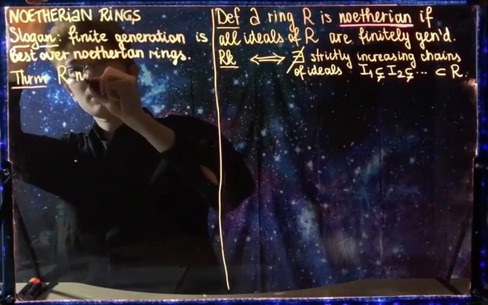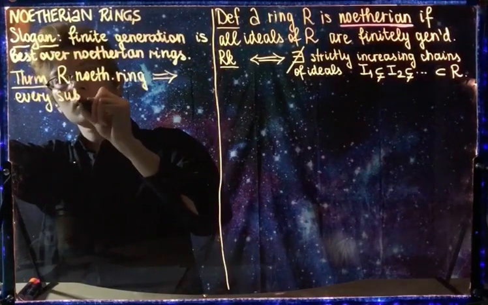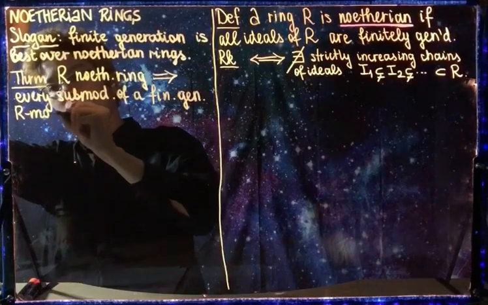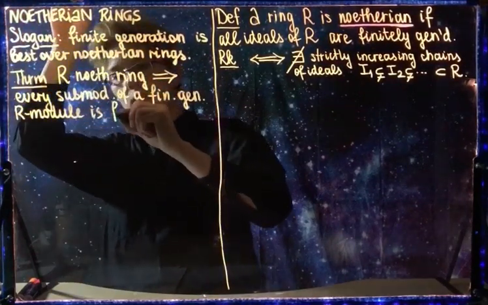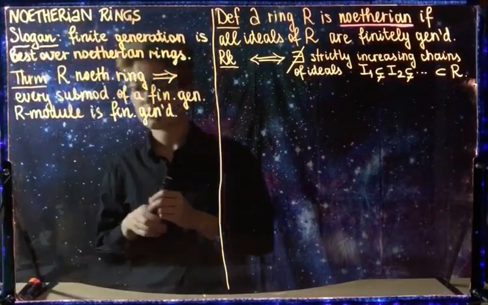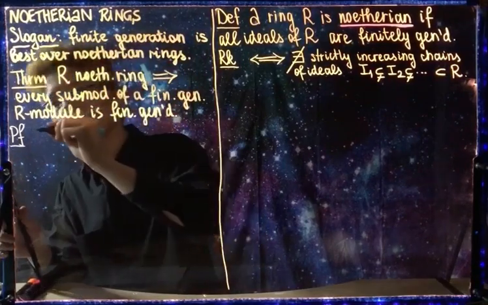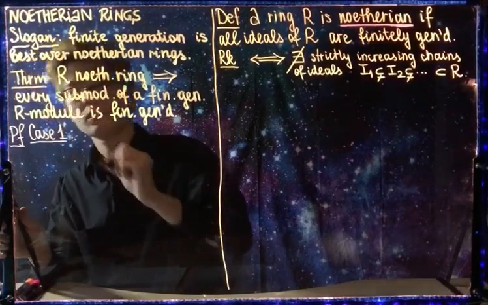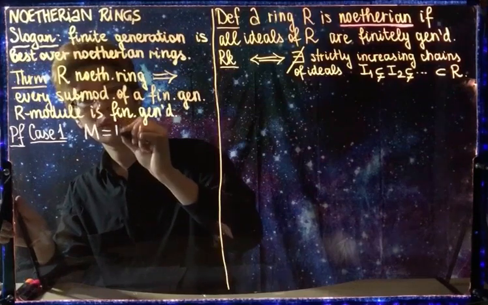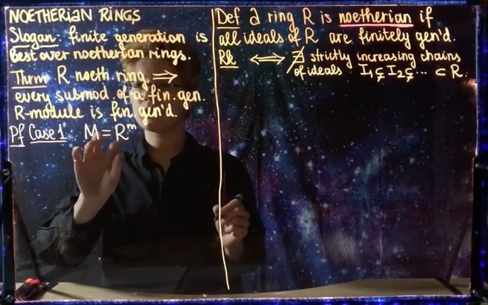The main theorem of today's lecture supports the slogan that I formulated. It says that if R is a Noetherian ring, then every submodule of a finitely generated R-module is itself finitely generated. For the proof, I will consider two cases. So the first case, when the module in question is free. So M is a free module of rank m. And this case will be done by induction. And the second case, I will generalize to an arbitrary R-module M.